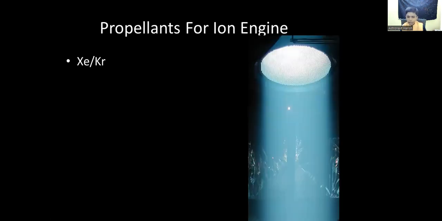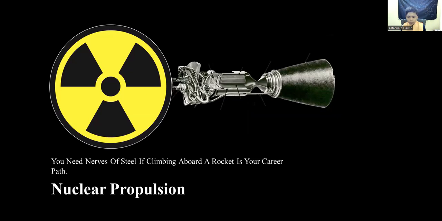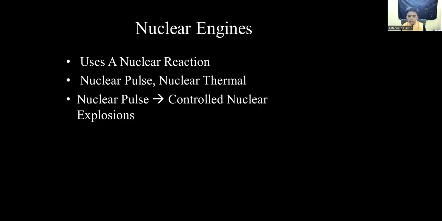Propellants for ion engines. We usually use xenon and krypton as propellants for the ion engines. Nuclear propulsion. For nuclear engines, we use a controlled nuclear reaction in order to provide thrust. In nuclear pulse engines, we use controlled nuclear explosions in order to provide thrust.